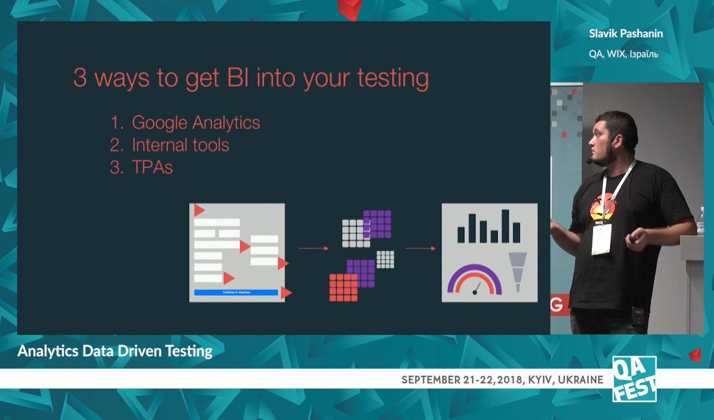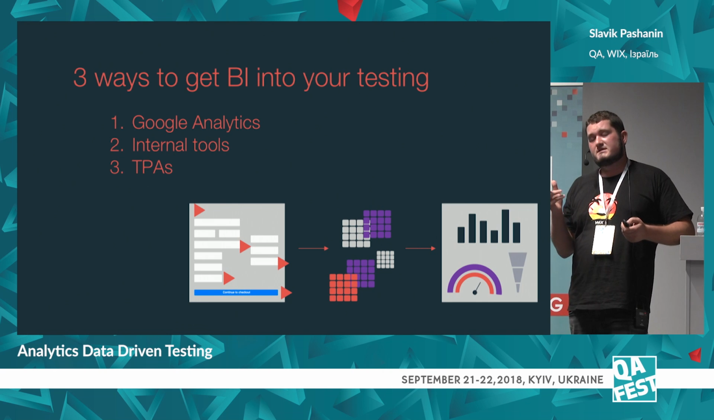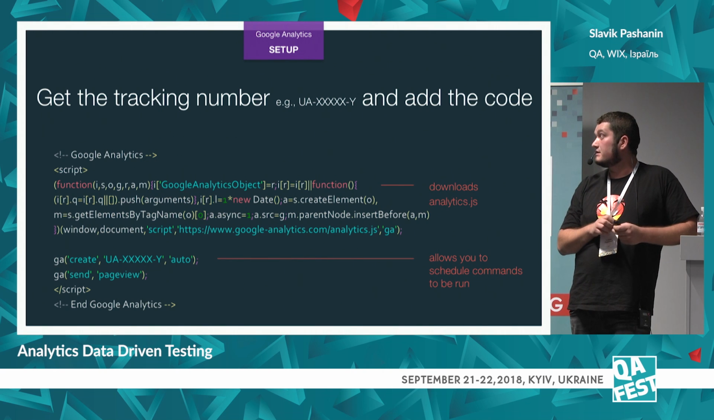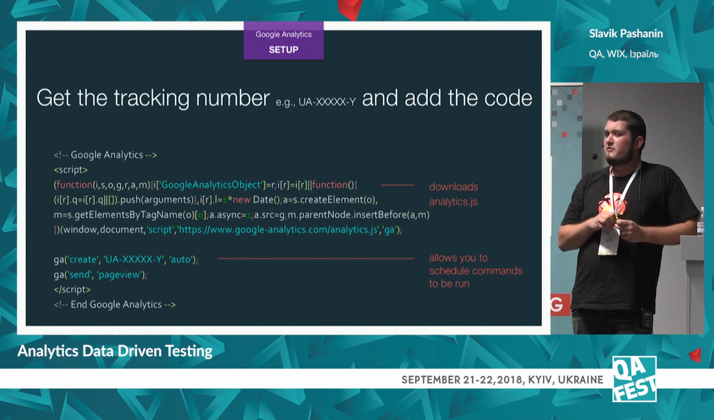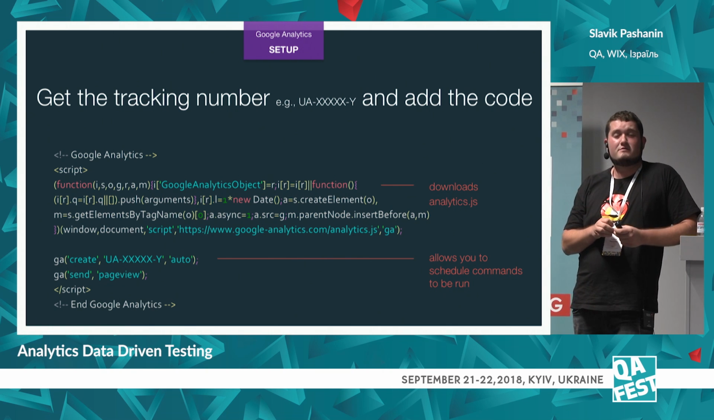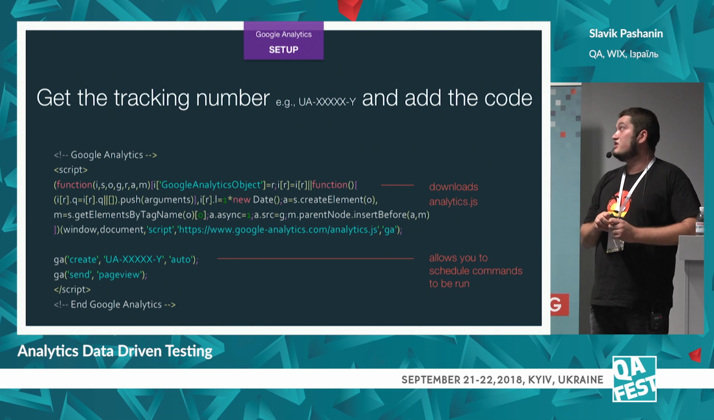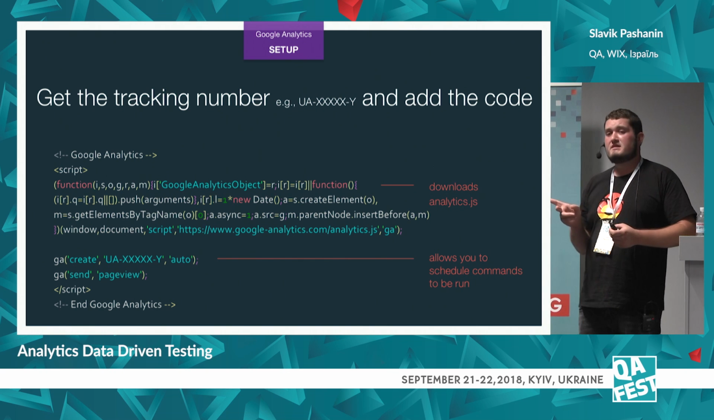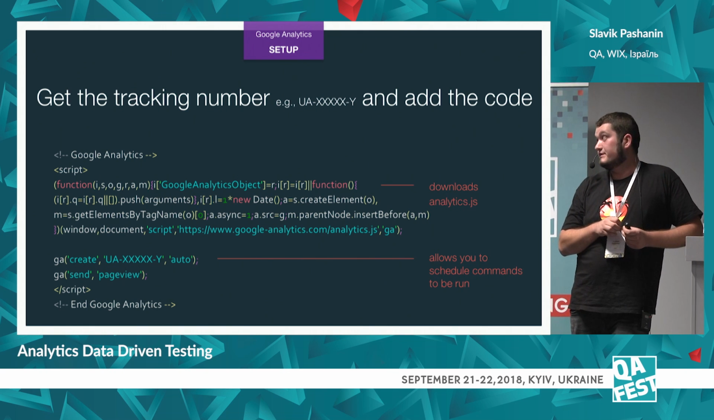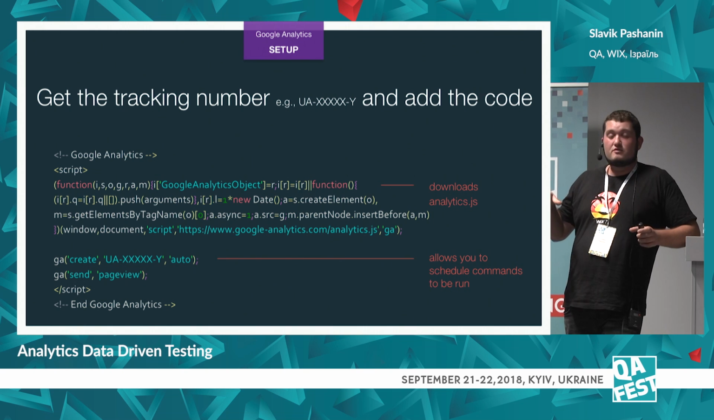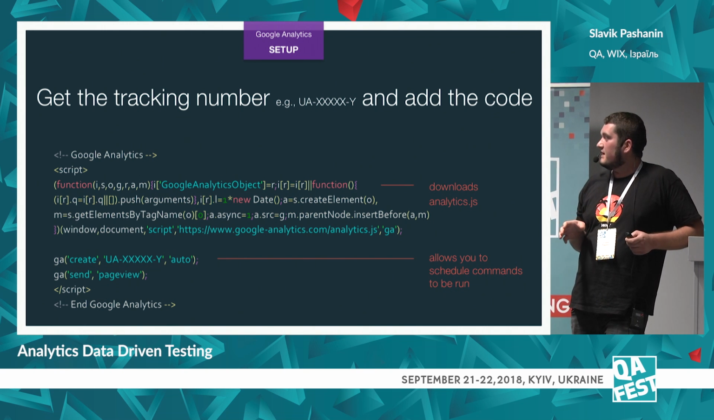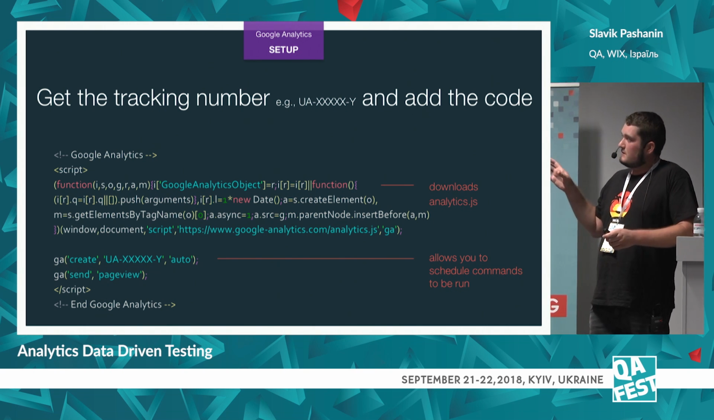So why am I talking about it? We have three ways of getting it. Maybe you think, why are you telling us about it? We have a BI development in our company, but if you haven't such a team, using Google Analytics is very easy to do. If you see this code, it's really messy, but stay with me.